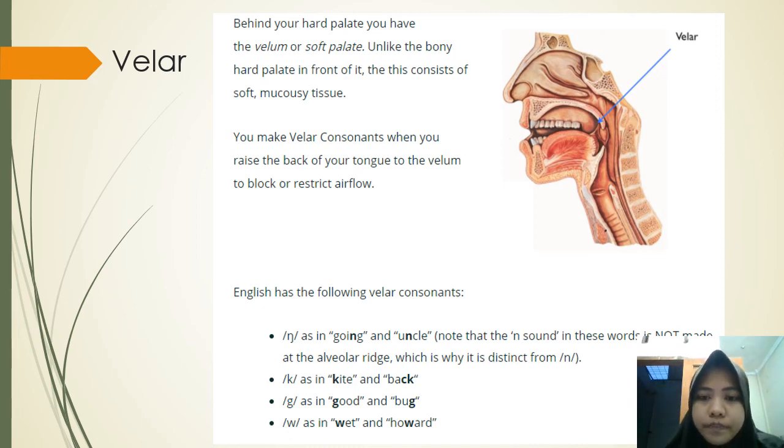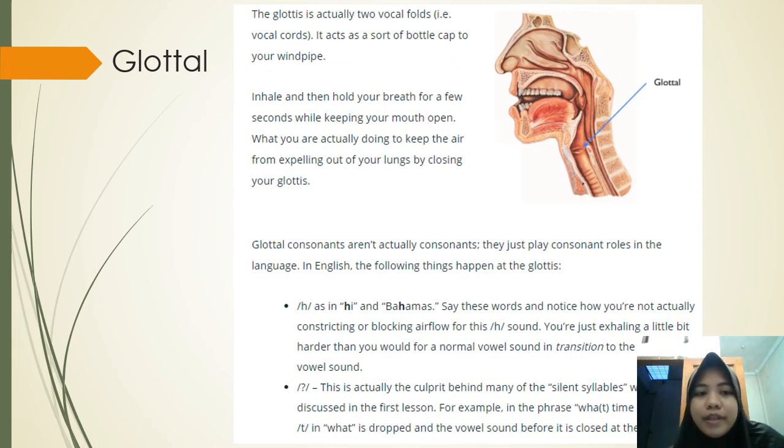The last place of articulation that we have is glottal. Glottal is inside your larynx, and it means that you make the obstruction in the glottis, and there are several sounds that you can produce there. Those are h and the glottal sound.